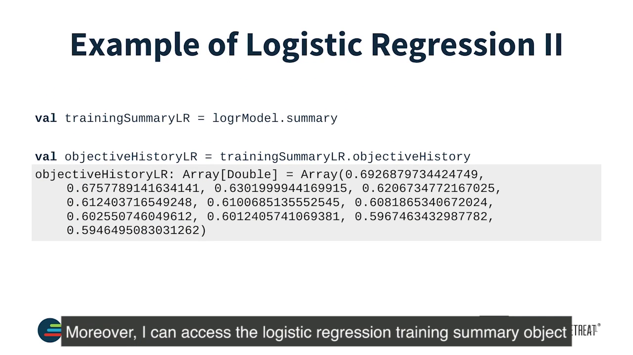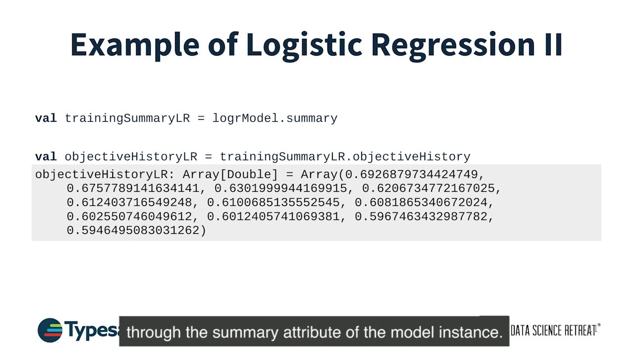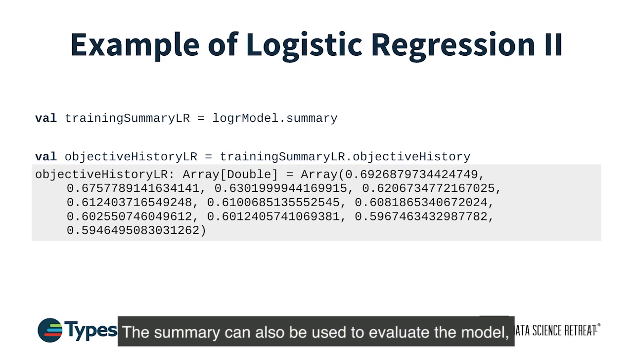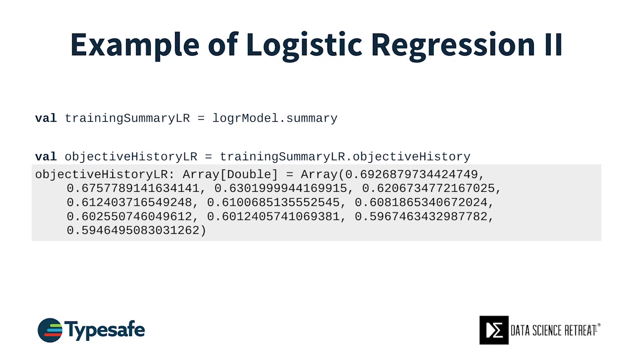Moreover, I can access the logistic regression training summary object through the summary attribute of the model instance. This summary has plenty of useful information. For instance, the objective history, that is the error of the model in every iteration. The summary can also be used to evaluate the model. This is the topic of the last lesson of this module.